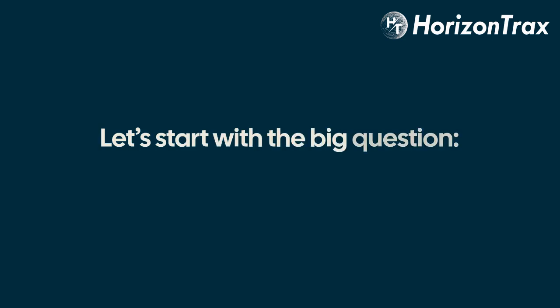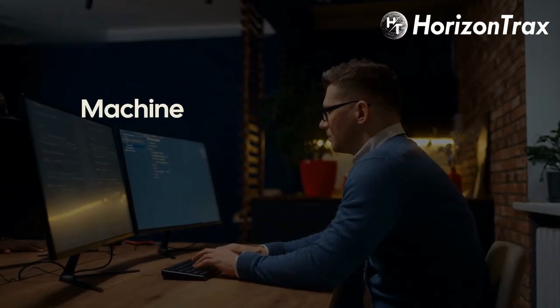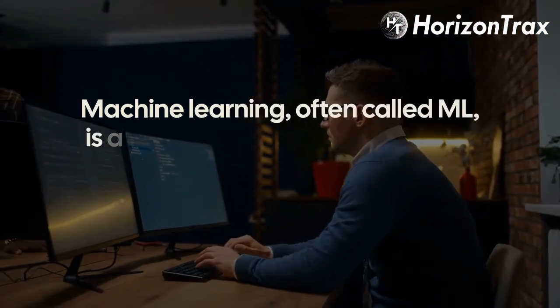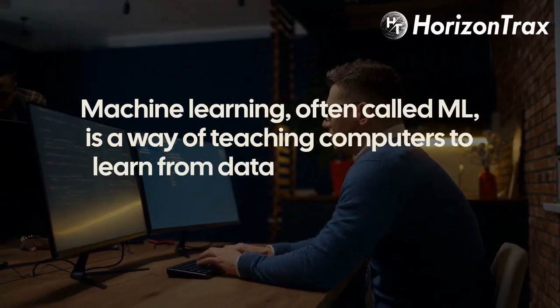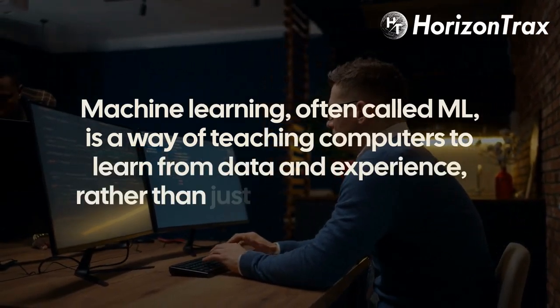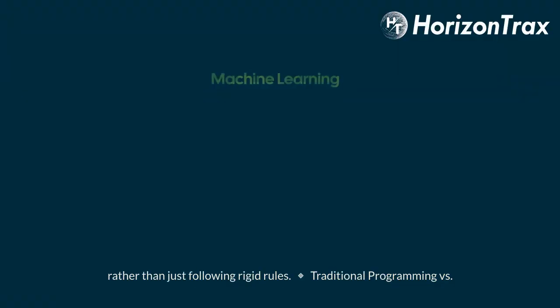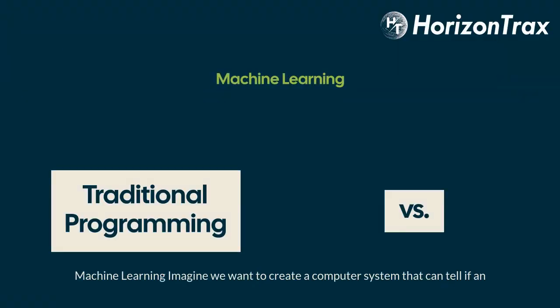Let's start with the big question. What is machine learning? Machine learning, often called ML, is a way of teaching computers to learn from data and experience, rather than just following rigid rules. Traditional programming versus machine learning.